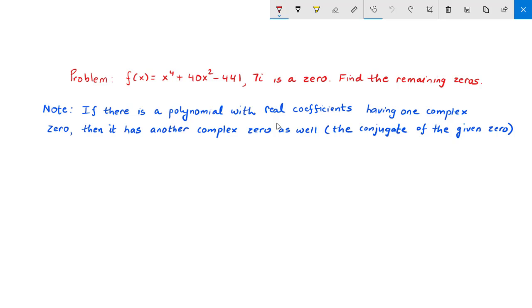Now, there is a beautiful theorem which is written in the blue right here on the screen, that if there is a polynomial with real coefficients and one of the zeros is complex, then we have another complex zero, and that complex zero is the conjugate of the given zero. So basically what this theorem is saying is, since 7i is one of the zeros, there is another complex zero, and that's the conjugate of 7i.